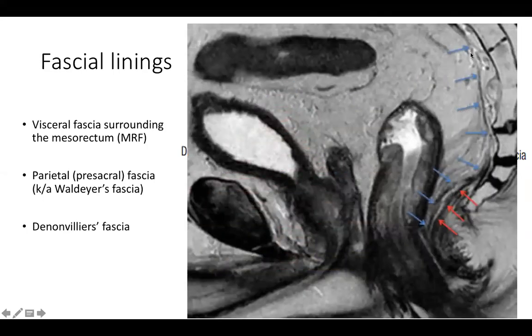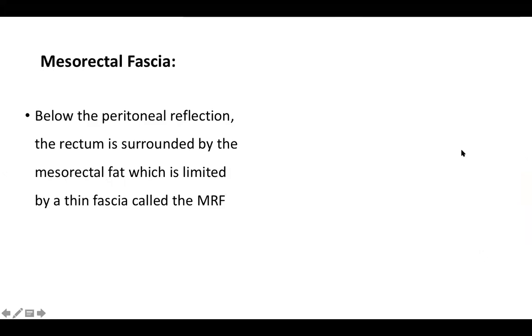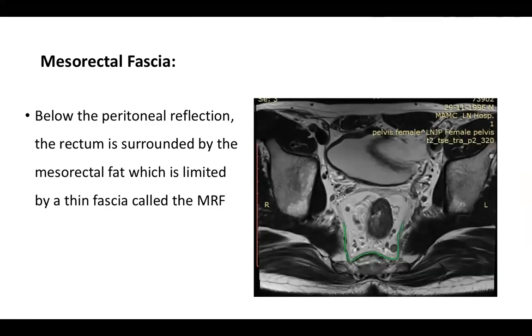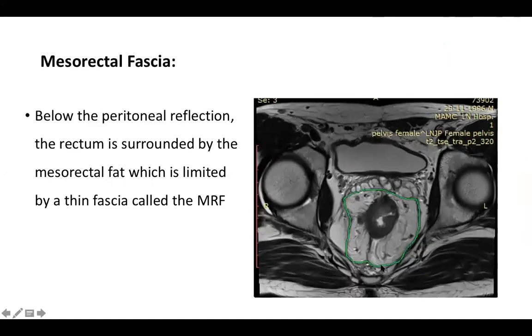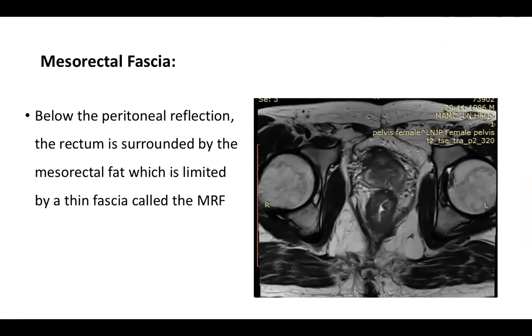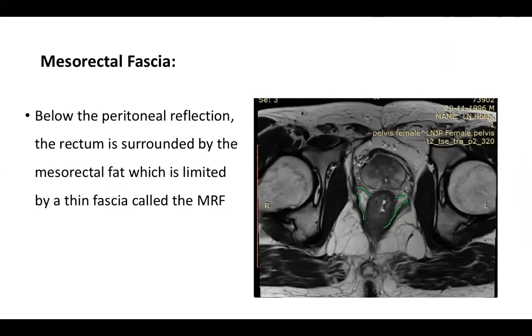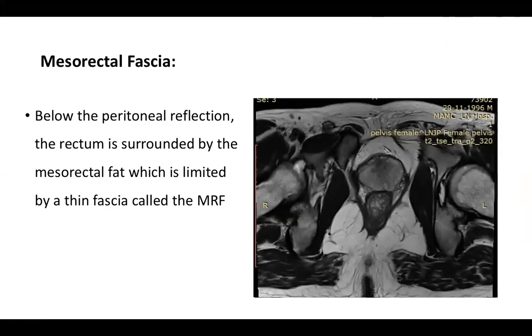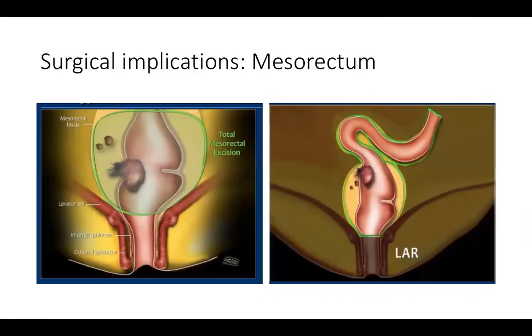On MR, it is well defined. In blue, we can see the mesorectal fascia, and in red, the presacral fascia. If you want to see the entire extent of the mesorectal fascia, just look at the green outline. Behind it would be the presacral area, and this is the boundary of the mesorectal fascia in green. So very clearly visible on an MR. Easy to see, and it ends where the pelvic diaphragm ends. Where we can't visualize the mesorectal fat, that would be the end of the mesorectal fascia.